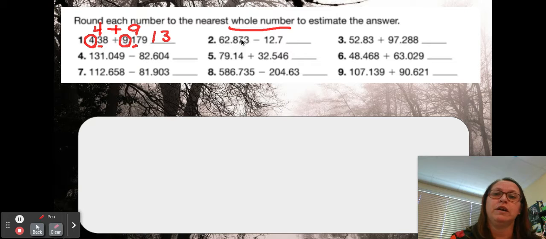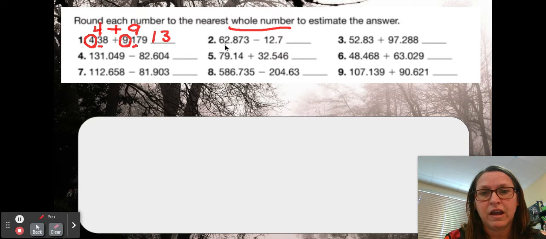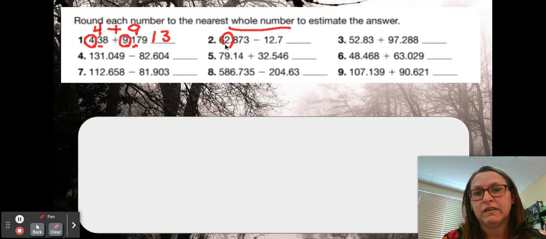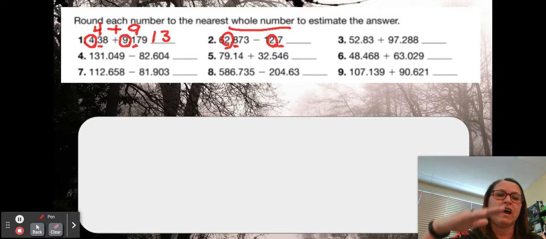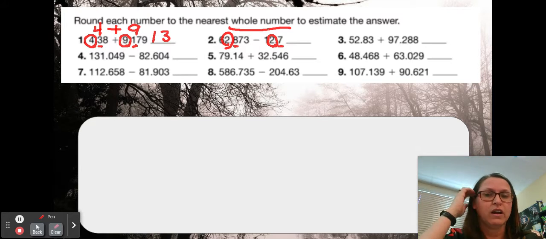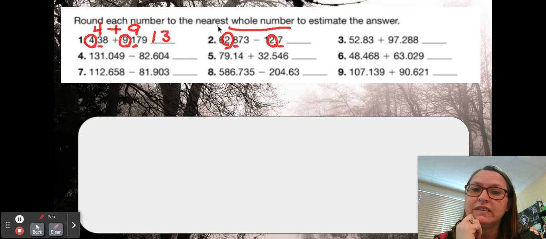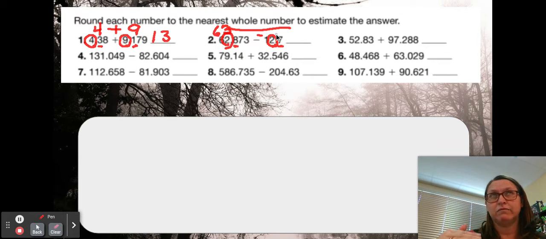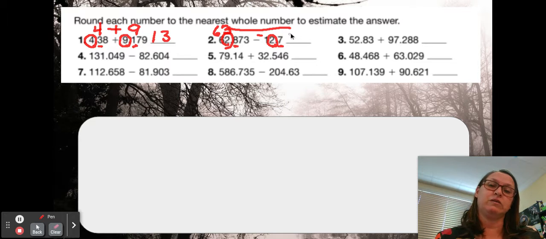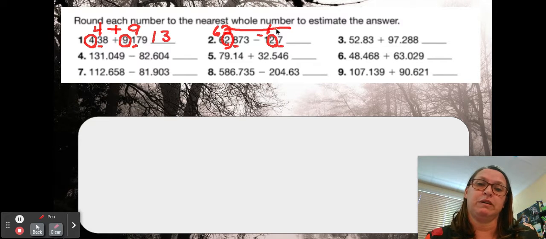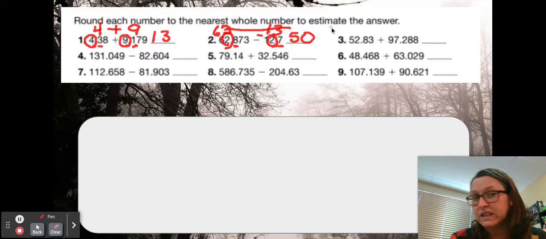Let's look at number 2. Because I am rounding to the whole number, I am looking at my ones place. So I've got 62.8, and I'm going to circle this 2, and I'm looking at the 8. 8 goes in the 5 or more, raise the score. And so my 62 would become a 63. My 2 will go up one number. Minus 12.7, and my 7 is also in that same category, 5 or more, raise the score. So I'm looking at my 2, and my 2 becomes a 3. So my 12 will become a 13. 63 minus 13 equals 50.